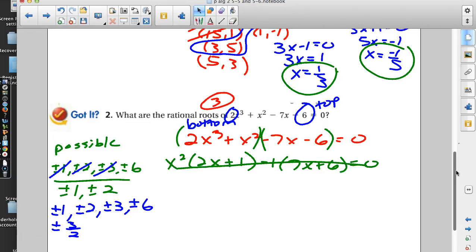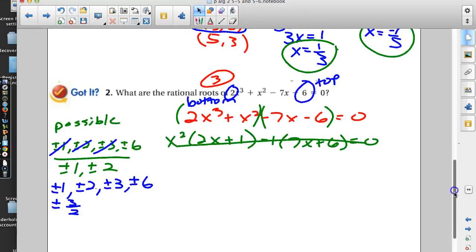Any of these look nice? Kind of looks like 2, right? Maybe it's a 2 again. Second graph, there it is. Oh, we see another nice one though too, don't we? -1 is 0 and 2 is 0. So we could do synthetic with both of those. All right, we're going to try -1 and 2.